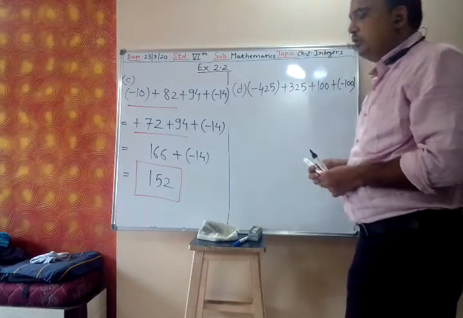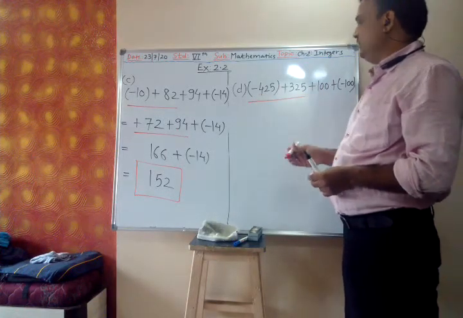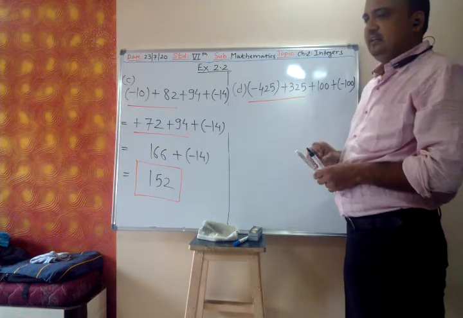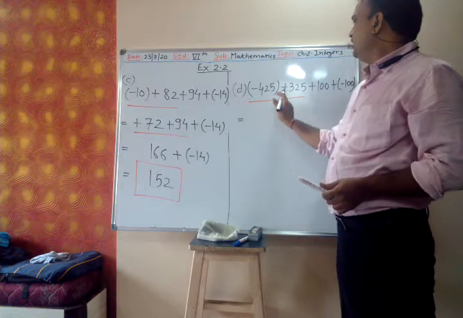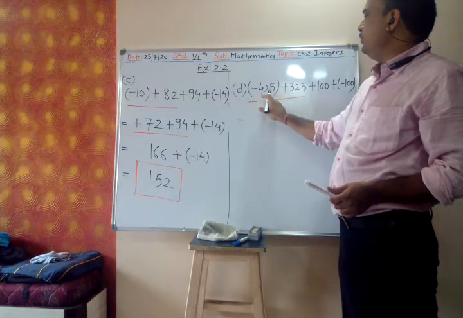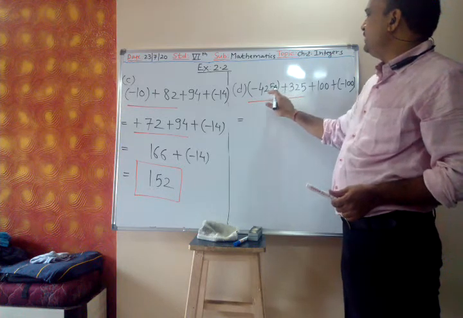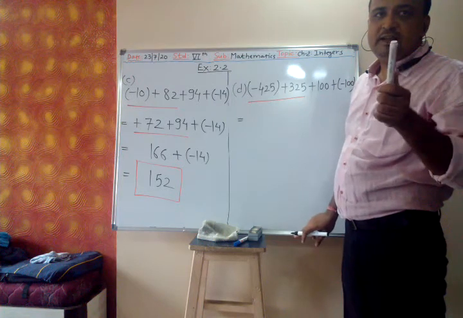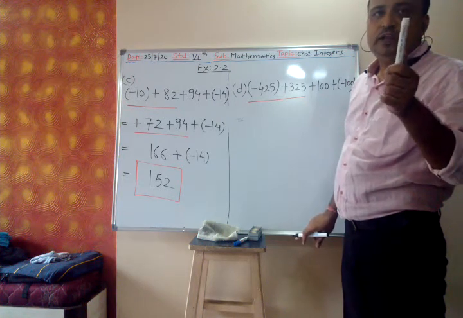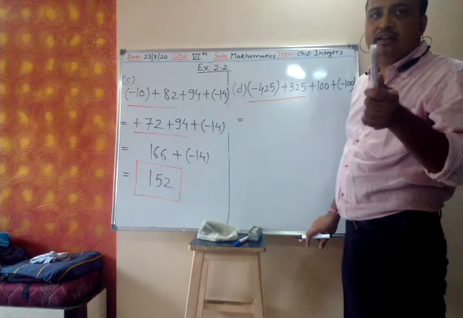Minus 425. These two you can write in the bracket, no problem. Now minus 425 plus 325. The sign of 425 is minus. The sign of 325 is plus. So minus and plus are opposite signs. So you have to subtract the smaller number from the bigger number and take the sign of the bigger number.